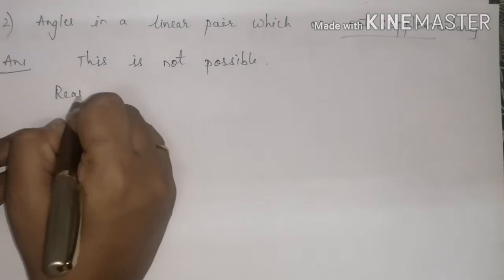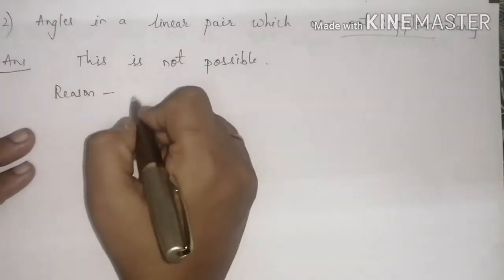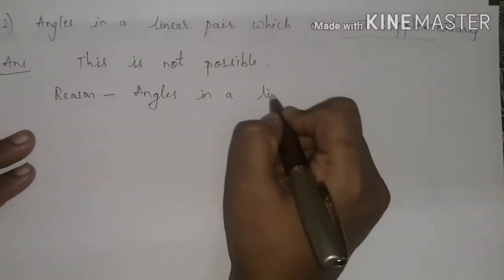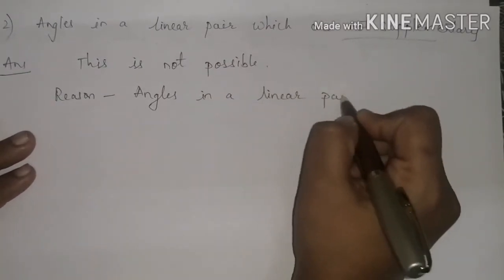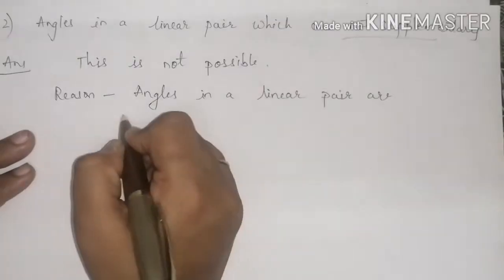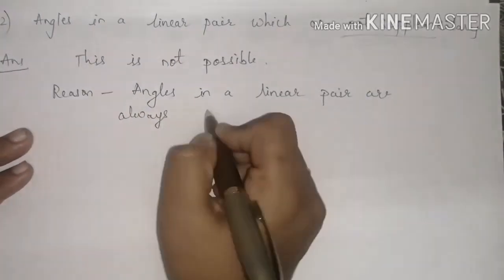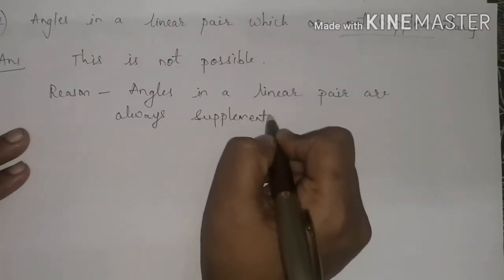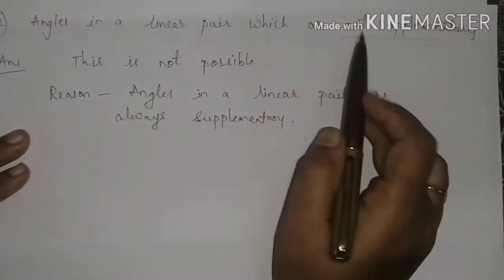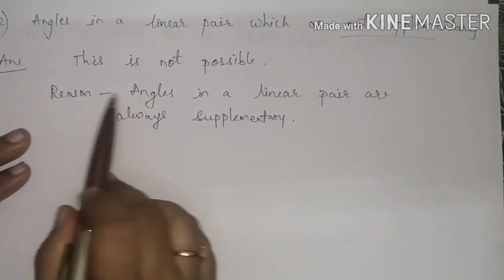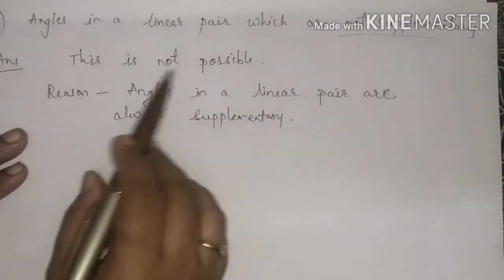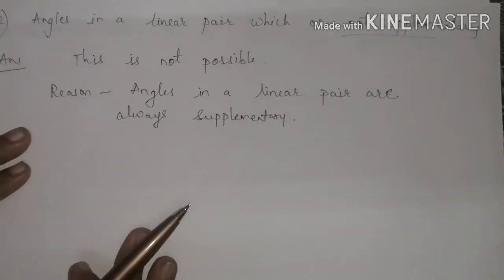Reason we will write: because angles in a linear pair are always supplementary. Supplementary means their total is always 180 degrees. That is why we cannot draw such angles in a linear pair which are not supplementary. So we have given the reason. So the second one is finished. Let's move to the third one.